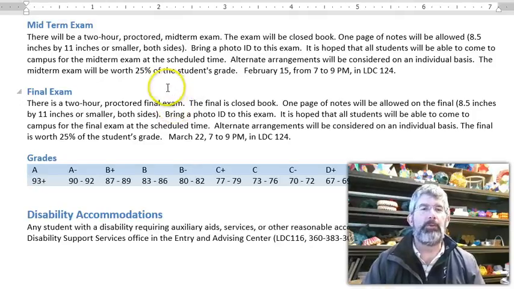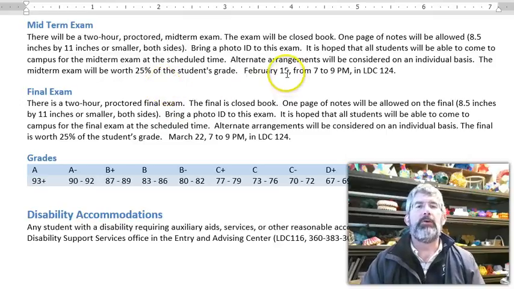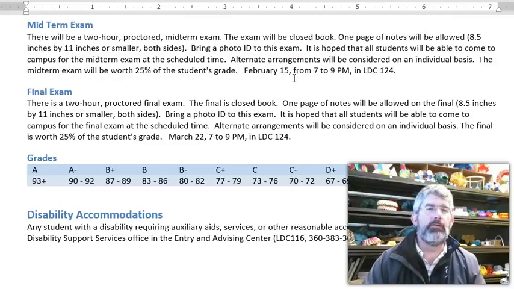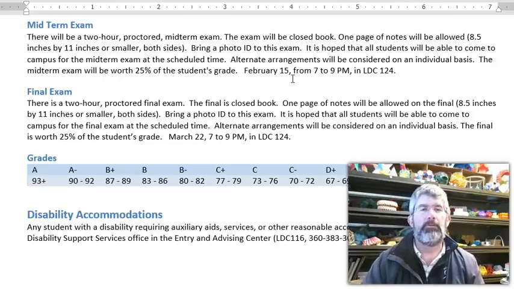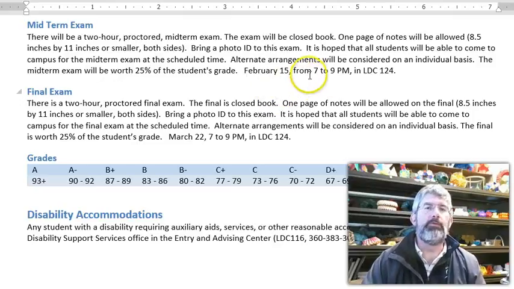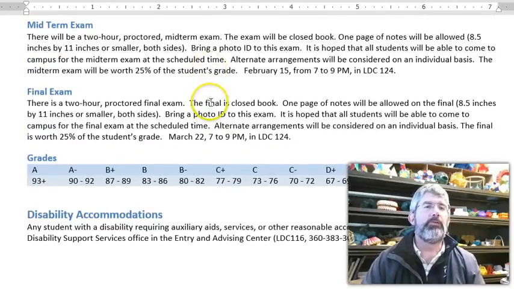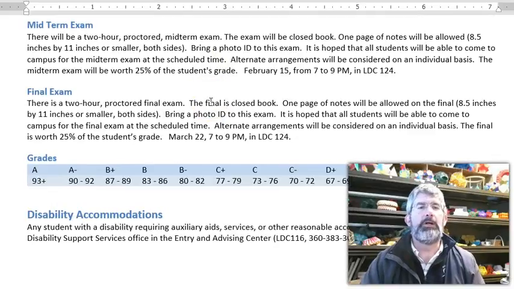So I'm going to ask that people come to the campus on February 15th for the midterm, 7 to 9 p.m., LDC 124. I know that not everyone's going to be able to do that. The nature of online classes, you all have different schedules. So if you can't come at that time, please contact me and we'll make arrangements to have it proctored somehow. Use the testing center, whatever. There's lots of different options we have. My hope is that most of you can come on February 15th for the midterm and on March 22nd for the final. Both of these you will be allowed a sheet of notes.